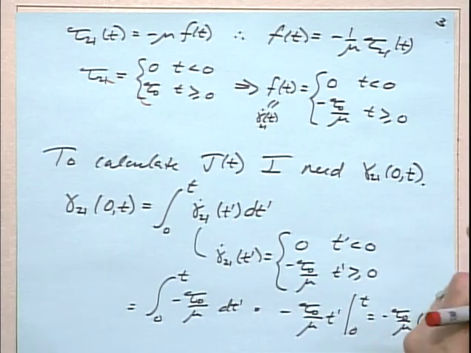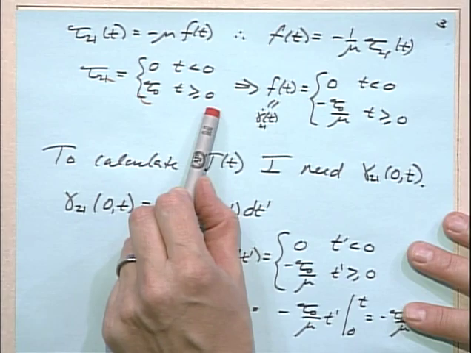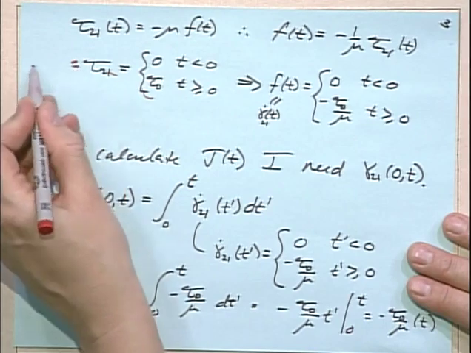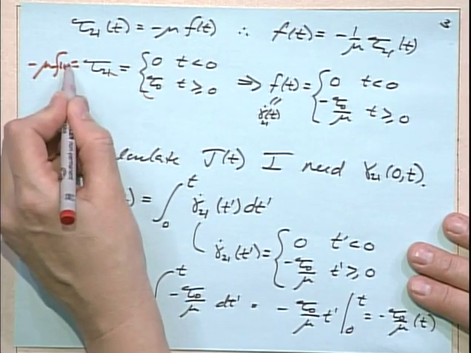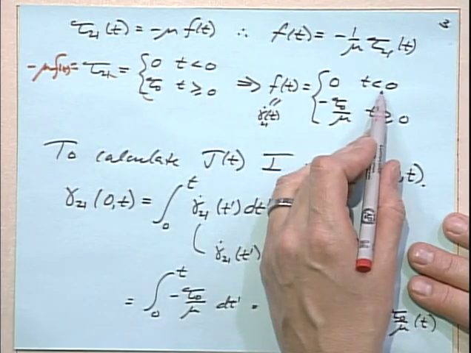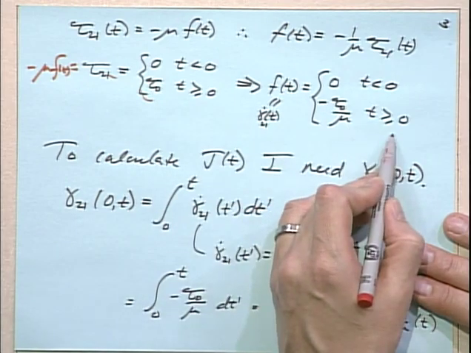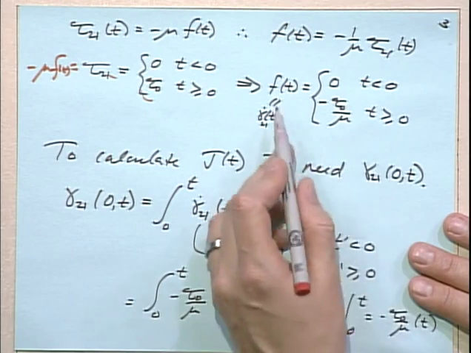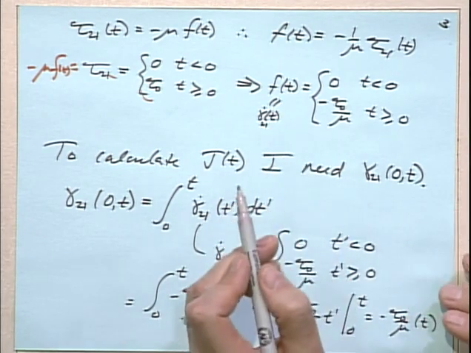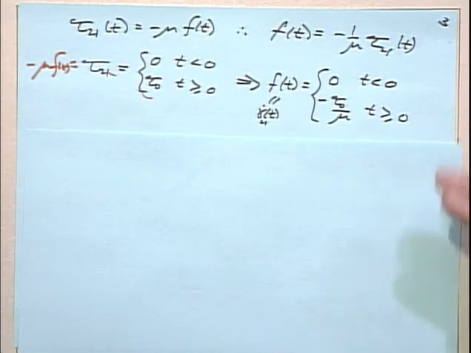So this 2, 1 component has got to be 0 for time t less than 0, or tau naught for t greater than 0. That has to be equal to minus mu f. So when we divide by minus mu, we get 0 for time less than 0, and we get tau naught over minus mu for time greater than 0. And this f of t is just equal to gamma dot 2, 1. So that's the function we needed in order to make our calculation. So I'll redo that.